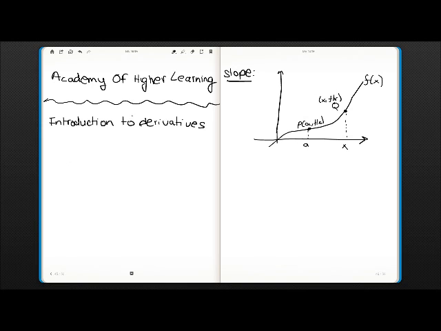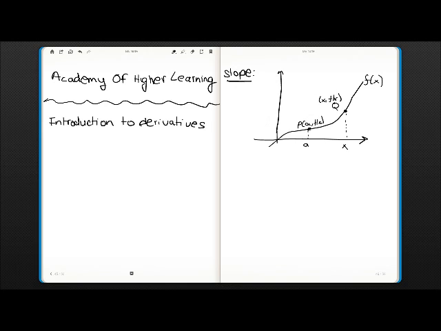So let's start. First, what is a derivative? Derivatives pretty much are instantaneous changes at a given point. So instantaneous changes means you have to find a tangent. And when we talk about tangents, we usually refer to slopes. So let's do a recap on slopes.